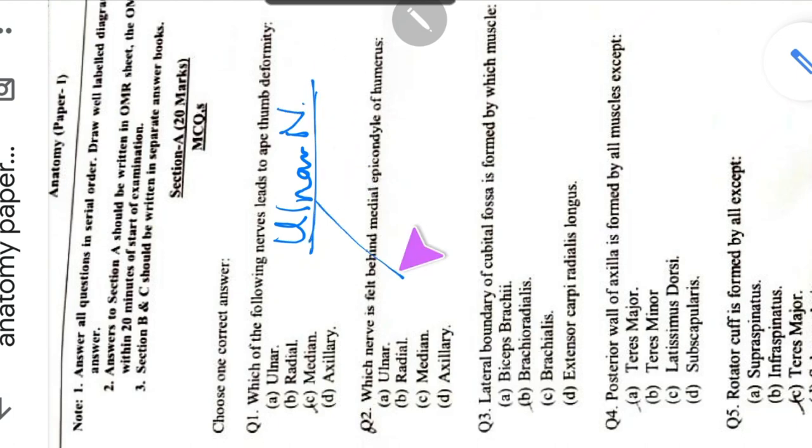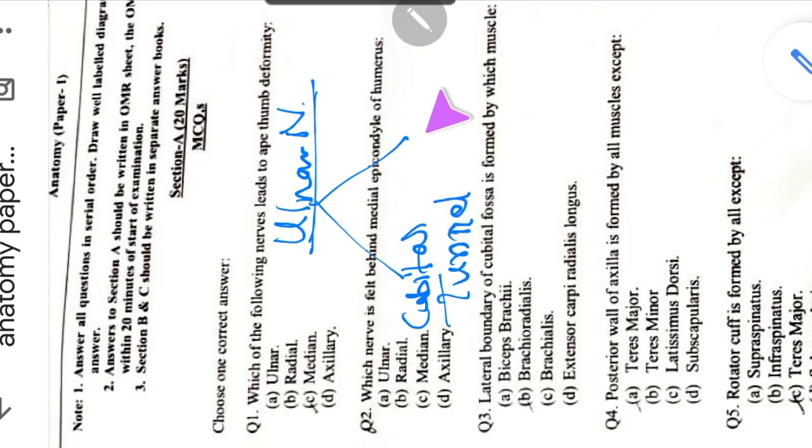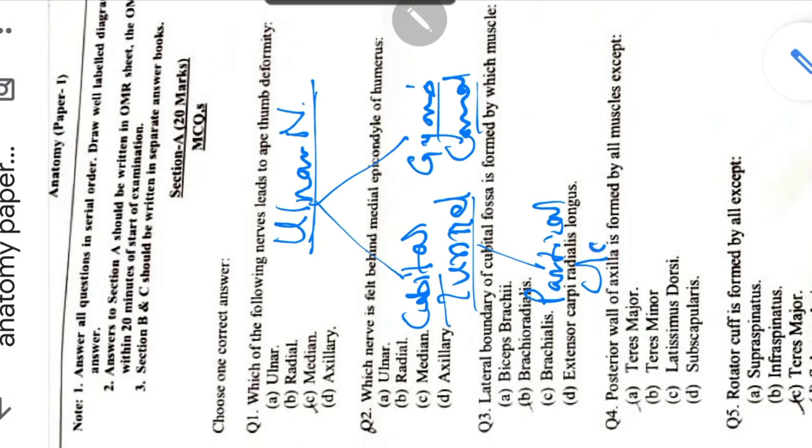ulnar nerve. Again, there are two types of compression that are asked. One is in the cubital tunnel, and the other is in Guyon's canal. Cubital tunnel means compression of ulnar nerve behind the medial epicondyle of humerus, where it's covered by a fascial band, and that's called the cubital tunnel. If ulnar nerve gets compressed here, of course there will be partial claw hand. Of course there will be a lot of sensory loss also, but what I'm talking about here is only the deformity.